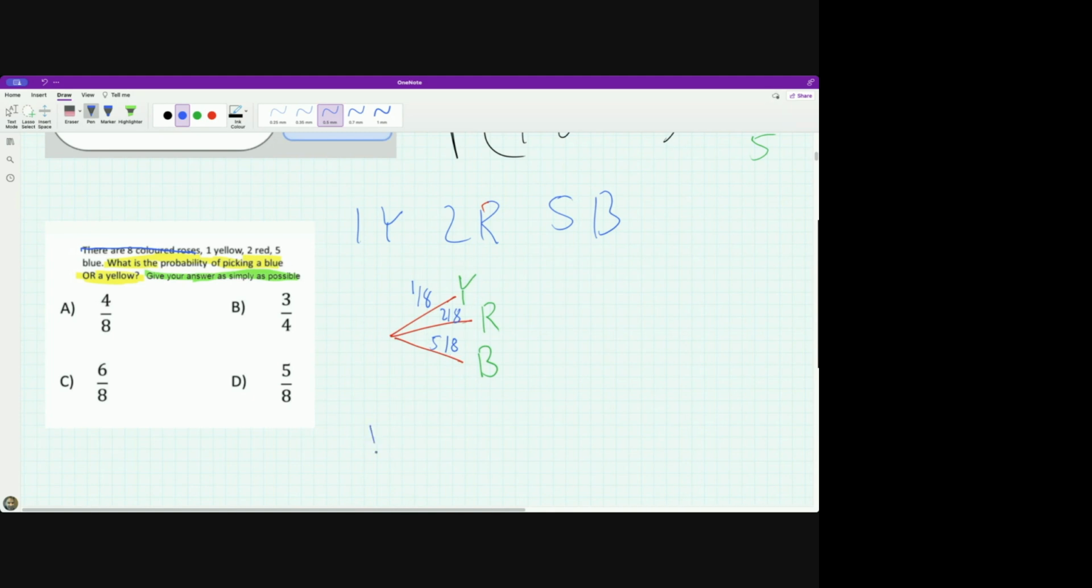Now, I still need to know what is the probability of getting blue or yellow. Blue is that one, and yellow is that one. We got this right? So I think it's 6 out of 8. But 6 out of 8 is the same as 3 out of 4. And they did say that I must go with the simplest option, so it must be B.